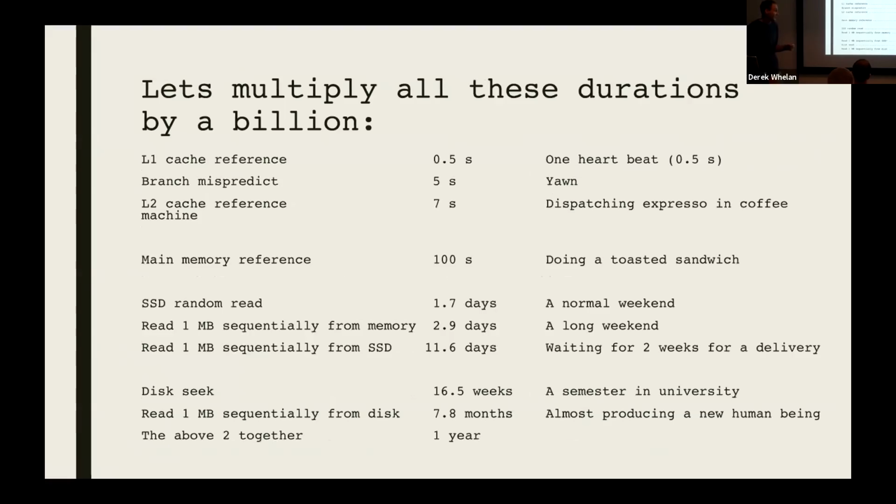But from the other side, if we scale those numbers up by a billion, we can compare one L1 cache reference to 1 heartbeat, 0.5 second. An L2 reference is 7 seconds, so it's already like dispensing an espresso from the coffee machine. Main memory reference, 100 seconds, so it's like making a toast, like a full sandwich. SSD, really weak. So you can imagine yourself working when you need to do some operation which basically takes you a week, and you need to do this in order to keep up with your work.